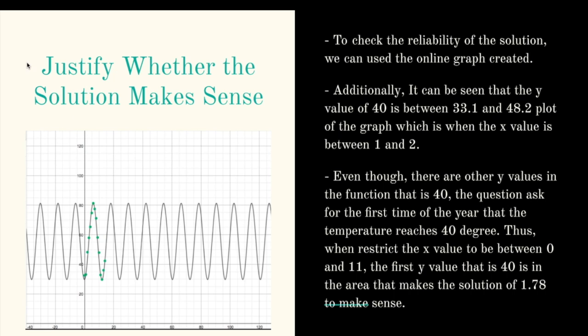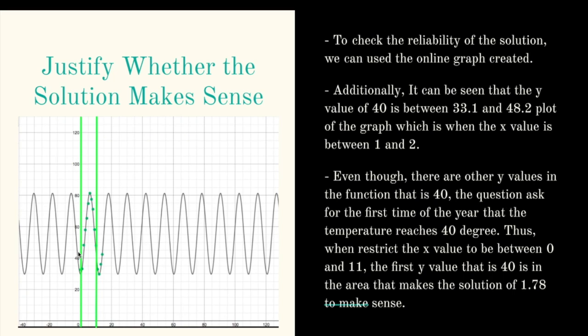Another thing to consider is to justify whether the solution makes sense. To check the reliability of the solution, we can use the online graph created. Additionally, it can be seen that the y value of 40 is between the 33.1 and 48.2 plots of the graph, which is when the x value is between 1 and 2. Even though there are other y values in the function that are 40, the question asks for the first time of the year that the temperature reaches 40 degrees. Thus, when you restrict the x value to be between 0 and 11, the first y value that is 40 is in the area that makes the solution of 1.78 make sense.